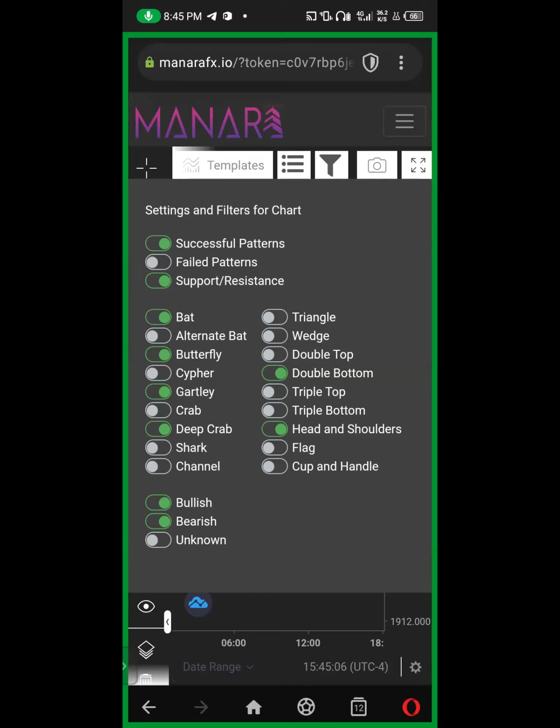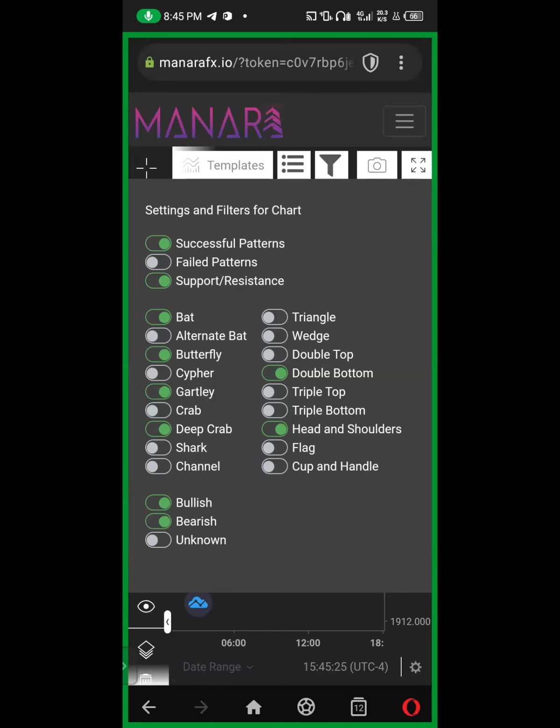You only choose successful pattern and support and resistance, so they must be in green. But the other one, failed pattern, which is the third one, the middle one, let it be in gray, which is off. Switch that off. Switch those two on: the successful pattern, then the support and resistance.